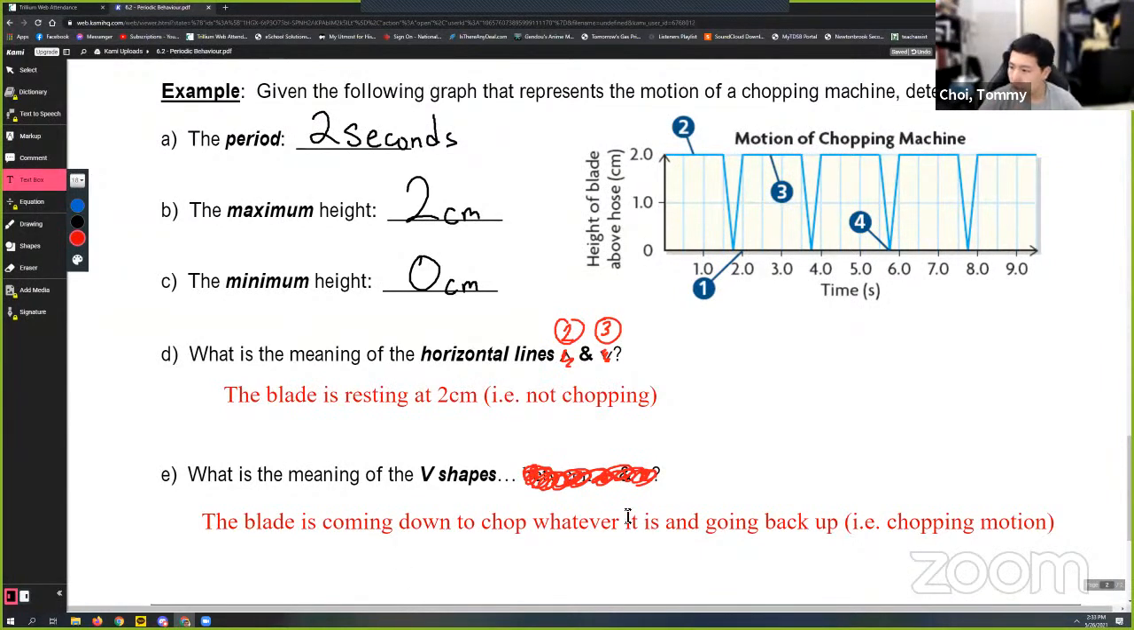So are you able to look at a graph and identify what the period is? What's the peak? What's the trough? What does this graph even represent at certain points within the context? Okay, so that's the idea of what we're going to be working on here.